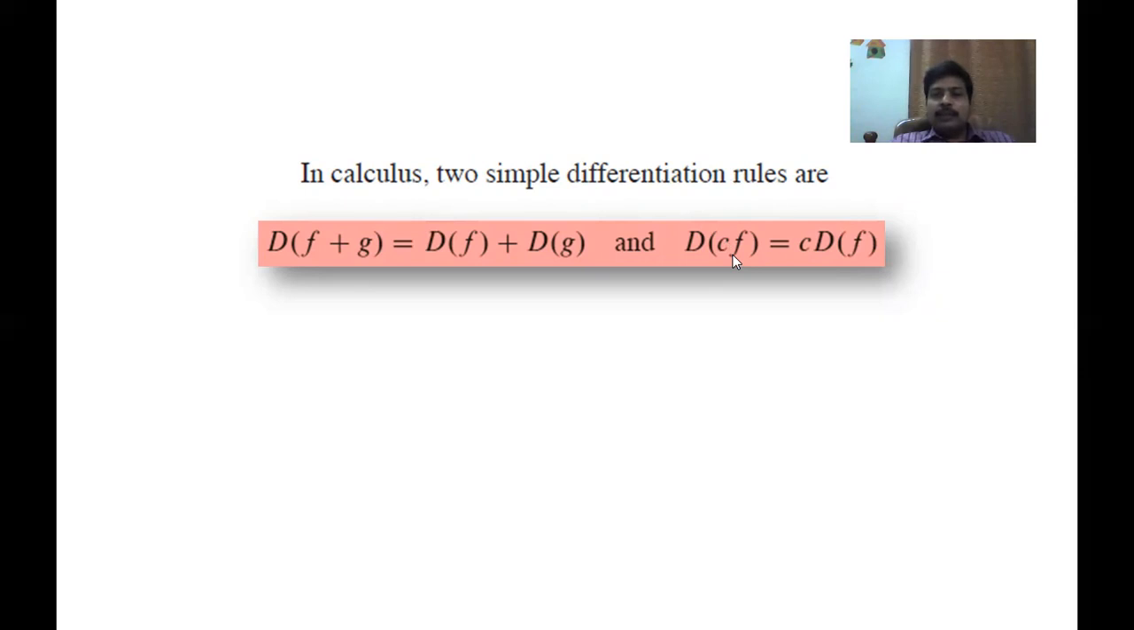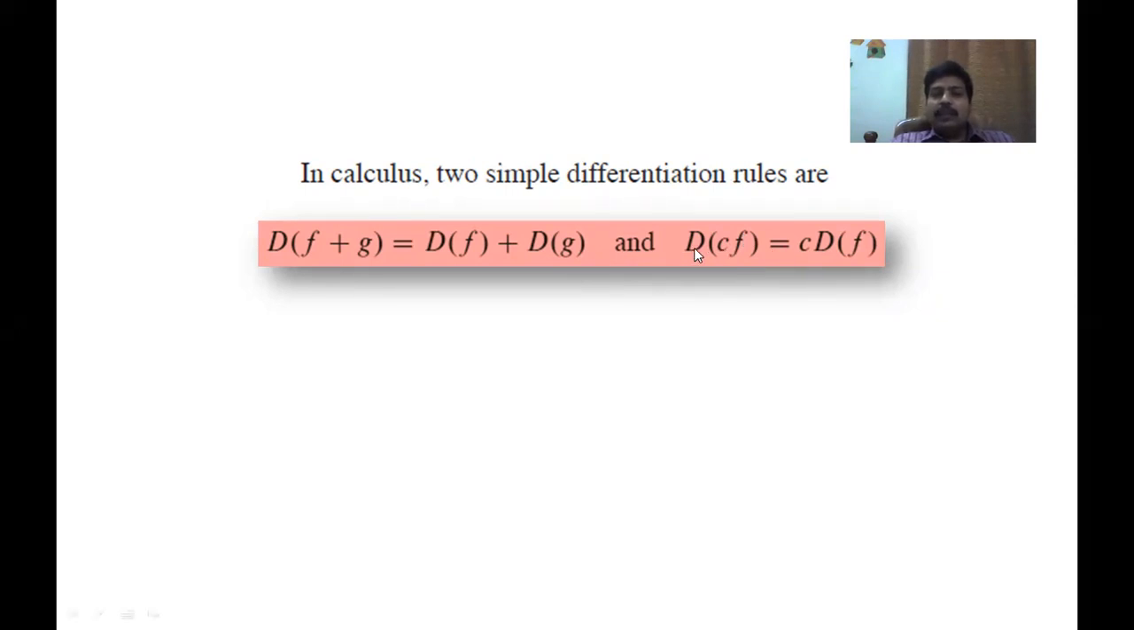The derivative of sin x plus cos x is equal to the derivative of sin x plus the derivative of cos x. We are using that formula very frequently. The derivative of u plus v is equal to the derivative of u plus the derivative of v. Similarly, here f and g are my functions. So the derivative of f plus g is equal to the derivative of f plus the derivative of g.